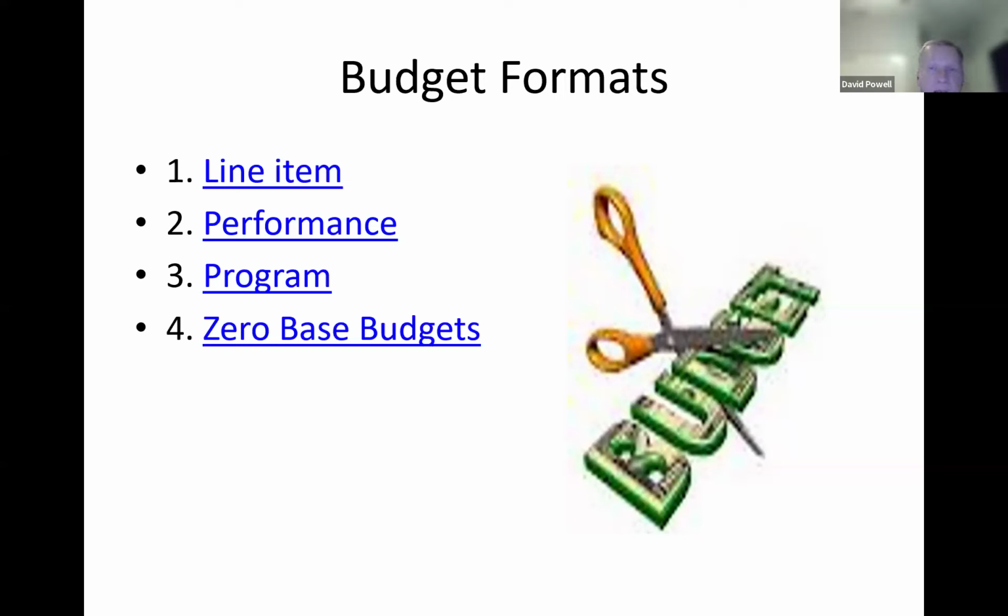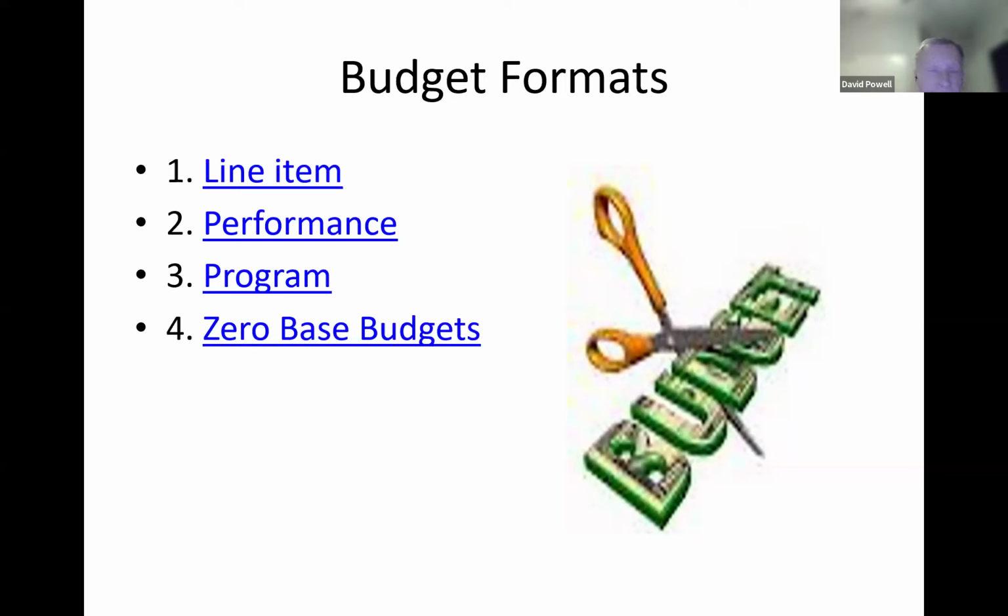What I want to do tonight is just kind of highlight what these formats are, how they work, and their advantages and their disadvantages. So a traditional type of budget format is what's called a line item budget. This is something that we are all familiar with because this is what most local governments use. A line item budget is also known as an object of expenditure budget. In a line item budget, we will have the line item of what the money is being spent on, and then the amount of money that's being spent on that line item. Then the next line item will be the next object or expenditure, and then the amount of money that's being spent. The advantage of a line item budget is they're very simple and they're very easy to construct.